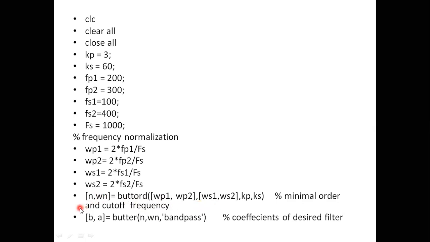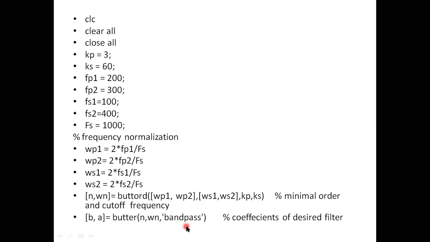Next, after finding the order and cutoff frequency, find the coefficients of the desired filter. Let's say B is the coefficient of numerator and A is the coefficient of denominator. So the command for Butterworth filter is BUTTER, and corresponding to what you need to find the coefficient. Already you got your order and cutoff frequency. So for this order and for this cutoff frequency, you need to find the coefficients of the filter.